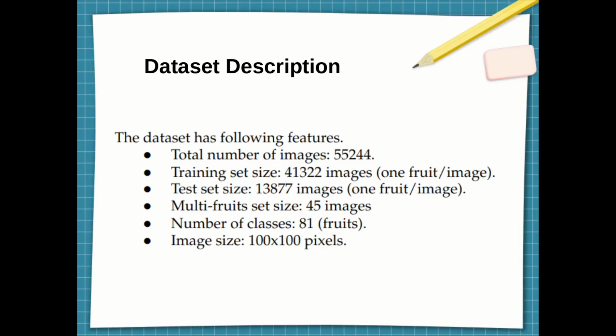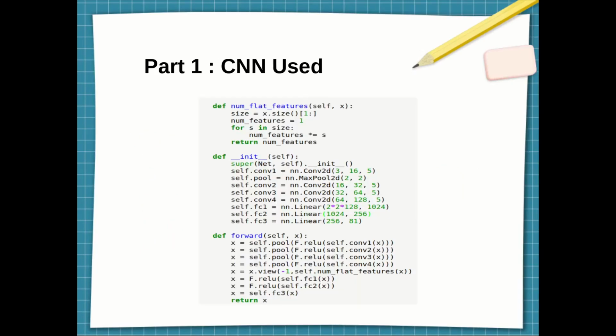So this is part 1, and this is the CNN used. This is the actual code which I'm going to submit. The CNN I've used has around 11 layers, and the first layer is the convolution layer. In this, I have three input channels and 16 output channels, and it is convolving using a 5 by 5 kernel. Then we have applied max pooling.